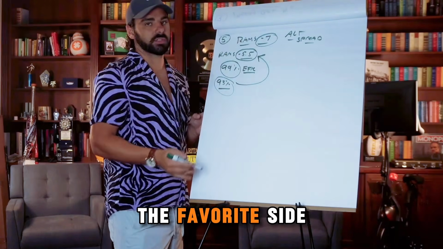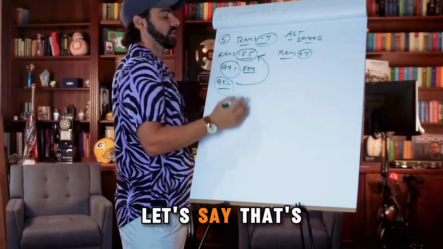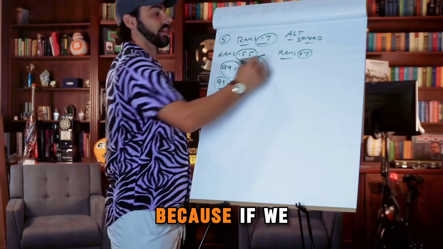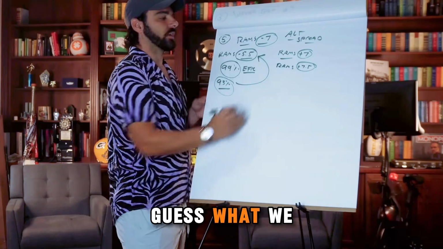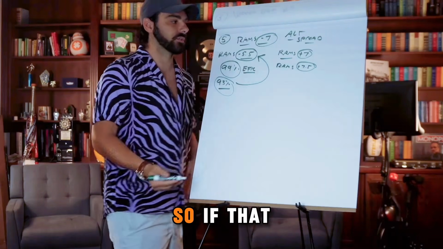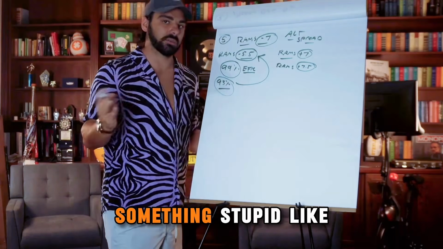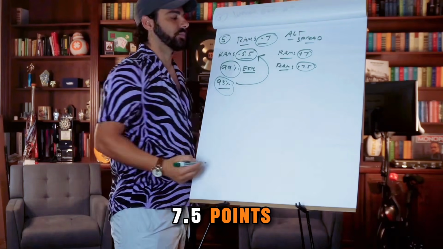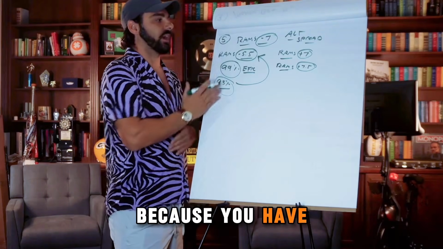Now, this explains the favorite side, but let's look at the underdog side. Let's say, for example, the Rams were +7. Well, we wouldn't play +7 either. The reason is that if we go up a half a point to Rams +7.5, guess what? We got a whole extra possession the opposing team needs to score to make us lose. If the other team is up by 7 points, they need either a field goal, another touchdown, or a safety, something stupid like that, to make us lose on the underdog side if we're getting 7.5 points. So that's why key numbers are so important when it comes to spreads, because you have to be able to buy off and on.